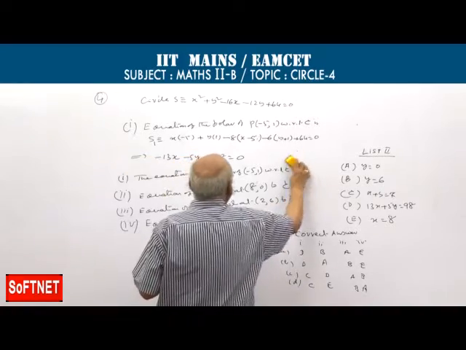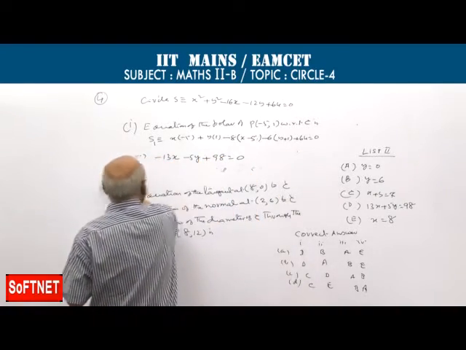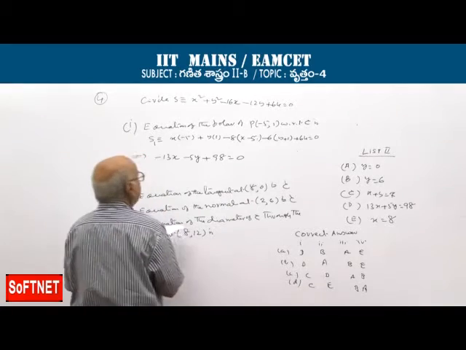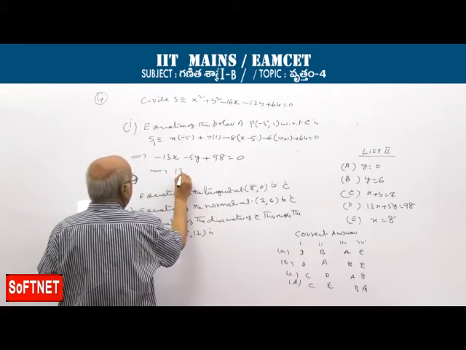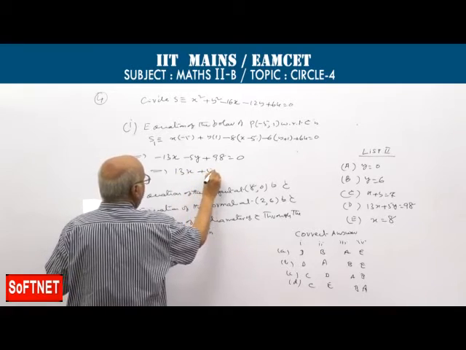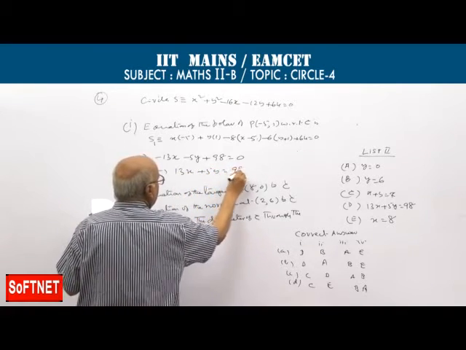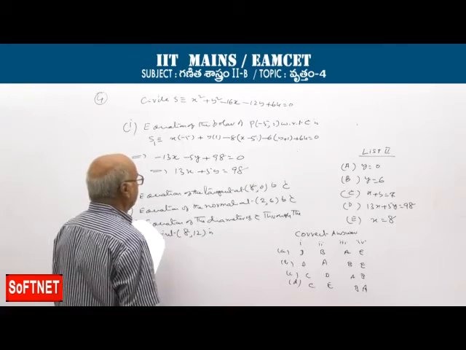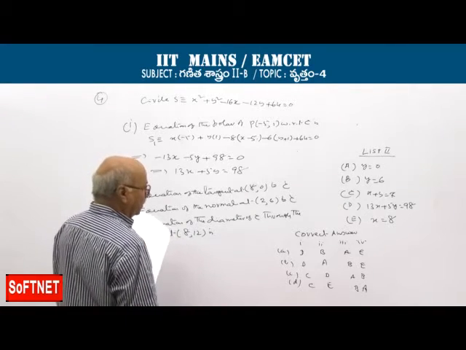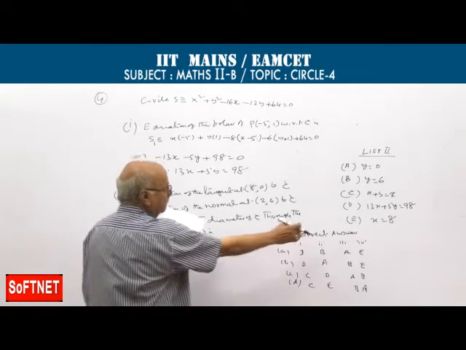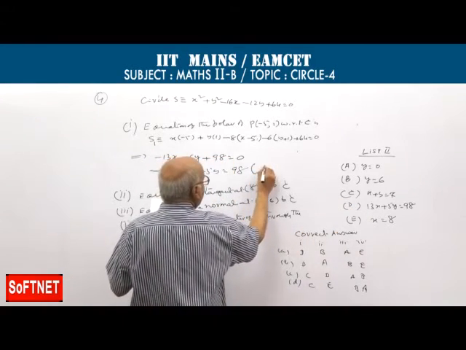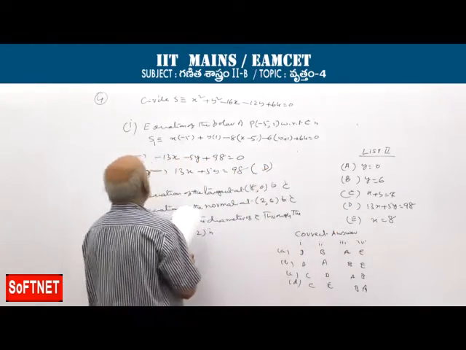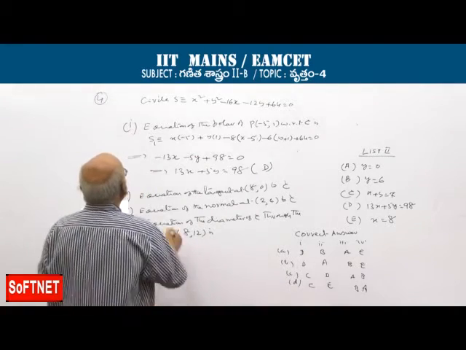So here it is only simplification. The idea is very simple. You only have to write the equation itself. So that implies 13x plus 5y is equal to 98. So for the first one, D is the answer.